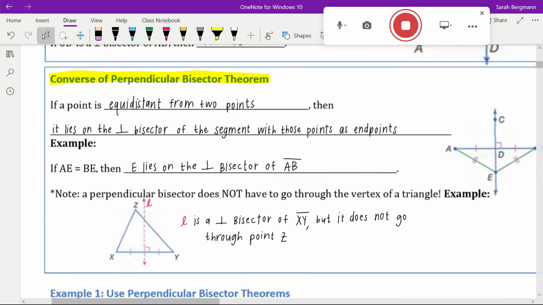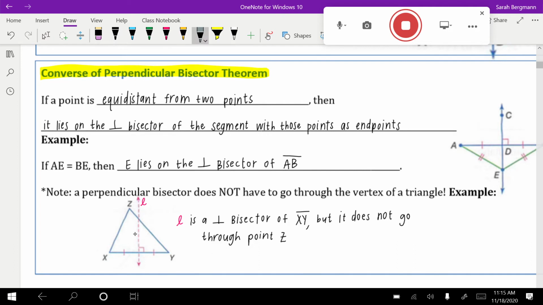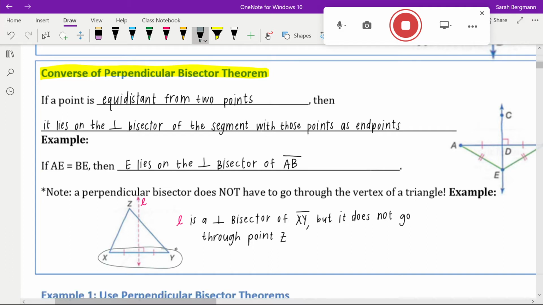Just note that a perpendicular bisector, when you draw this for one side of a triangle, does not have to go through the opposite vertex of a triangle. So for example, on this, line L is a perpendicular bisector of this side, XY, but it does not go through the opposite vertex, point Z. It doesn't have to go through that opposite vertex.